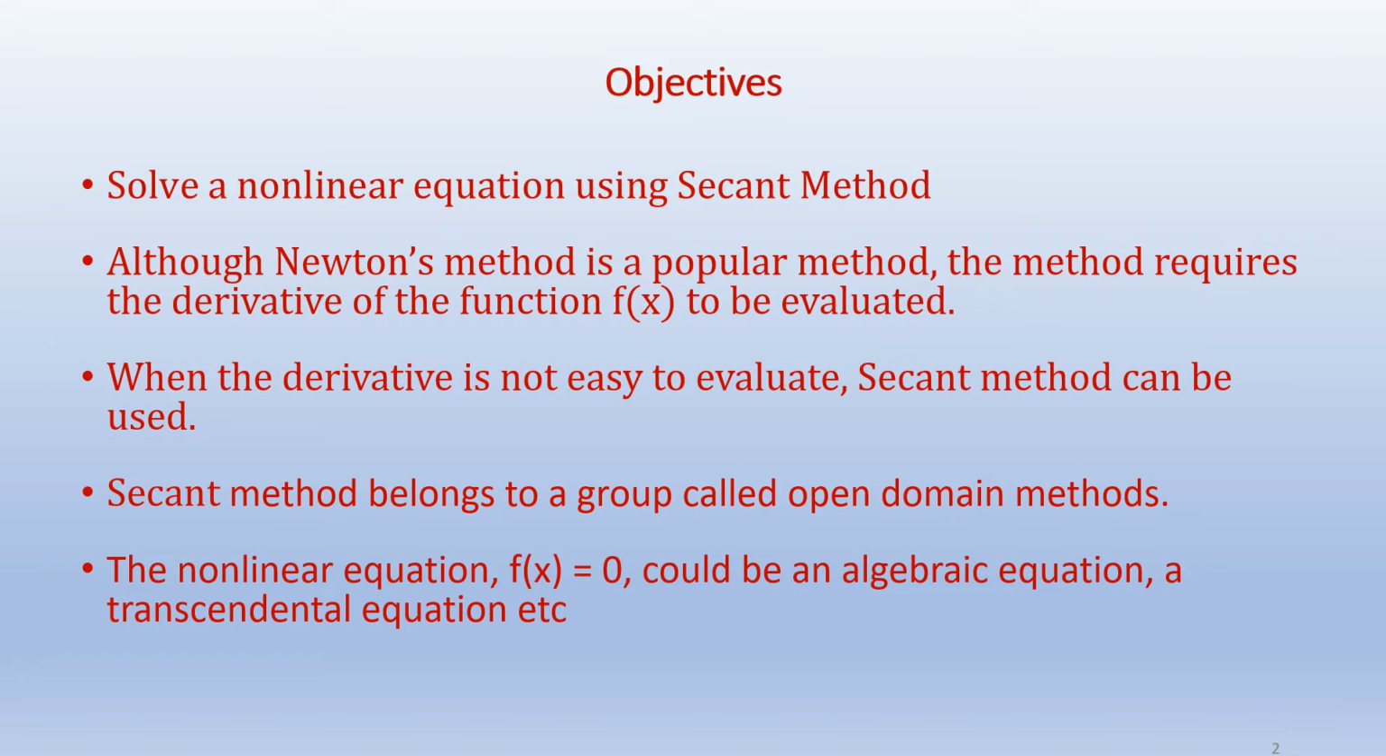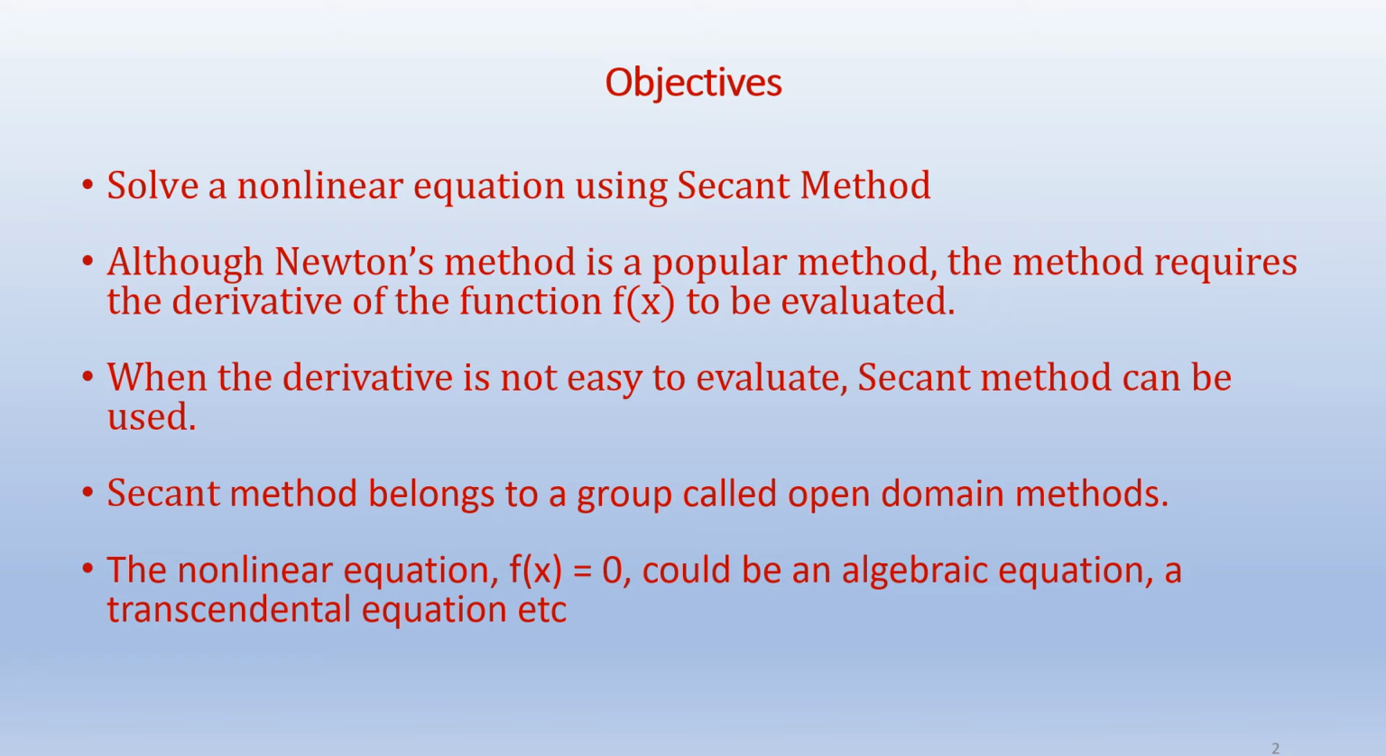This Newton-Raphson method is a popular method as well, but it requires the derivative of the function f of x to be evaluated. In some cases, it is not easy to evaluate the derivative. In that case, we can use the secant method in place of the Newton-Raphson method. The secant method also belongs to a group called open domain methods, like the fixed point iteration as well as Newton's method.